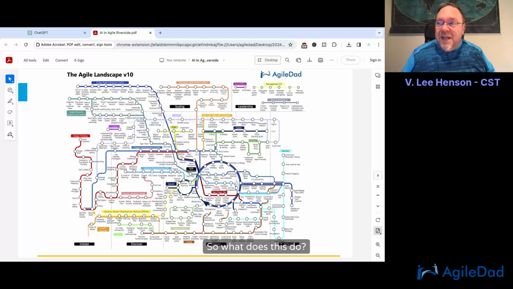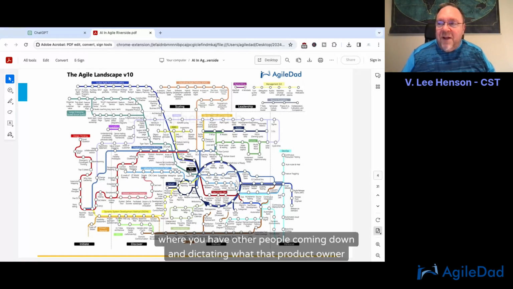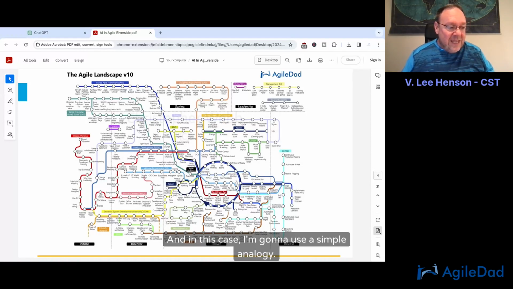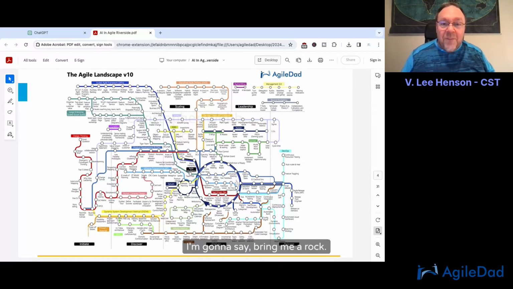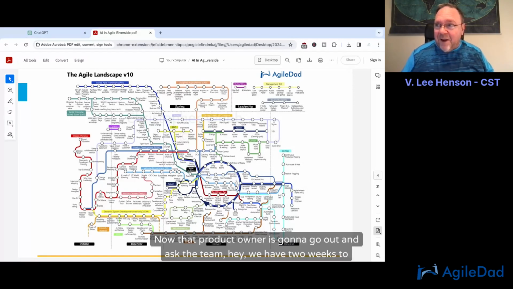So what does this do? It causes a ripple in the lake where you have other people coming down and dictating what that product owner should be looking for. And in this case, I'm going to use a simple analogy. I'm going to say, bring me a rock. Now that product owner is going to go out and ask the team, hey, we have 2 weeks to deliver this.